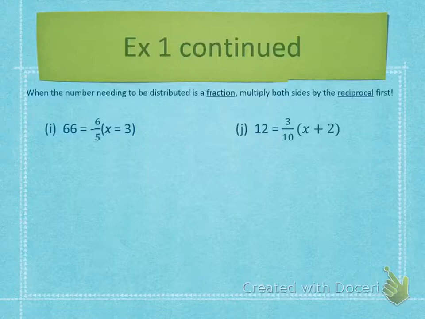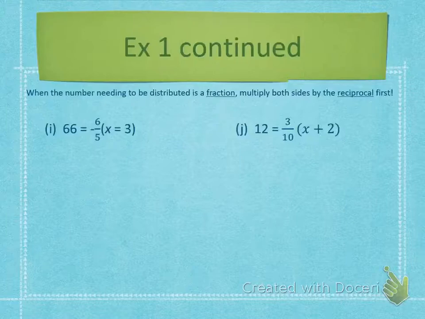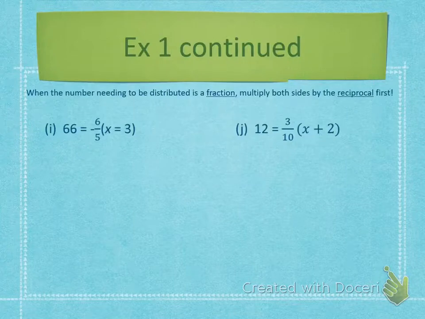There's a shortcut. If you do not use this shortcut, couple things. You're wasting time, number one. Number two, you're giving yourself more opportunities to mess the problem up. Okay? So look at the statement right above letter I and J. When the number needing to be distributed is a fraction, multiply both sides by the reciprocal first. I want you to fill in that blank and I want you to highlight it. Okay? Let's get rid of that fraction as quick as we possibly can. So if you're looking at letter I, you told me a fraction. What's the fraction that needs to be distributed?